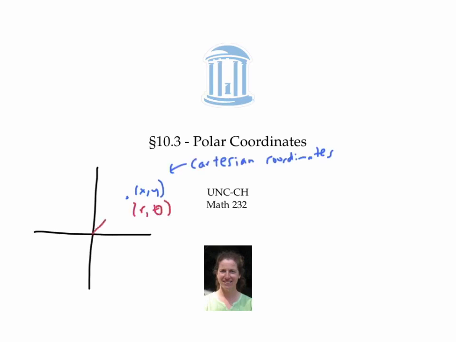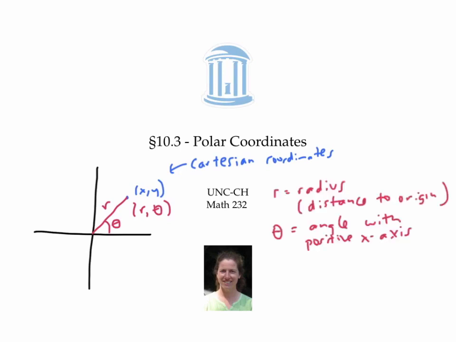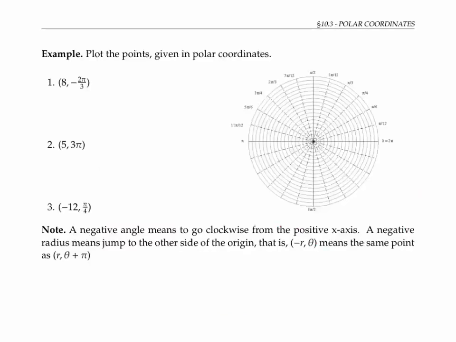r is the distance of the point from the origin, and theta is the angle that radius line makes with the positive x-axis. Let's plot these points given in polar coordinates. So the 8 here is the value of the radius, and the negative 2/3 pi is the value of the angle, theta. The negative angle means that I need to go clockwise from the positive x-axis instead of counterclockwise like I normally would for a positive angle.